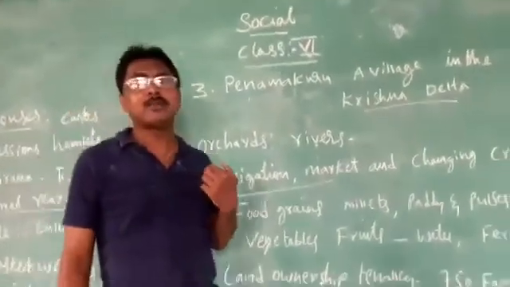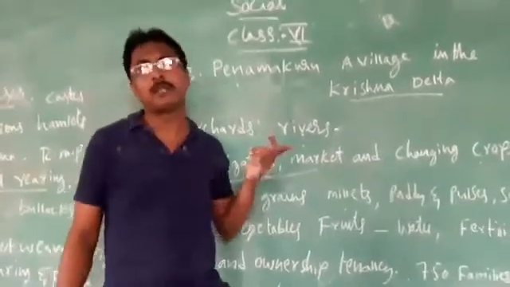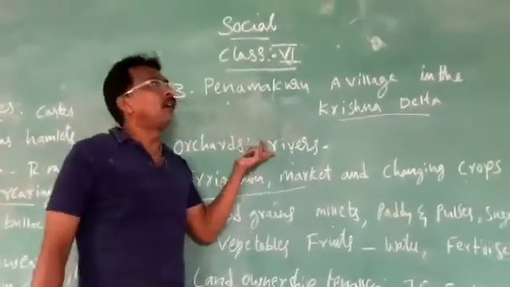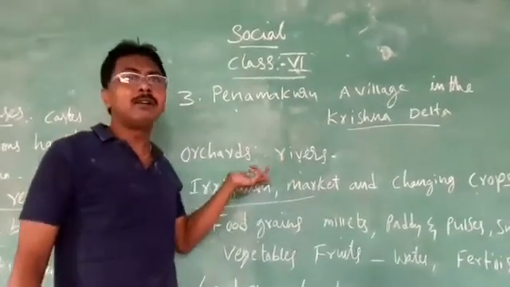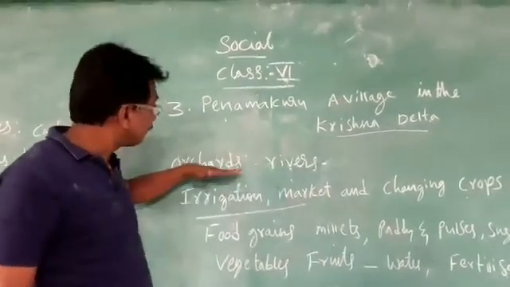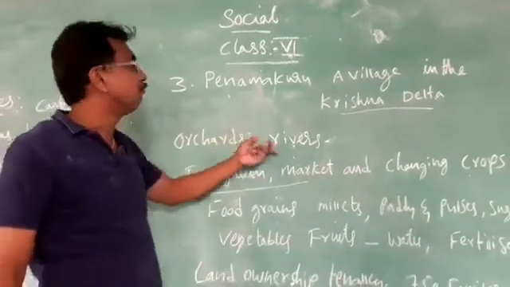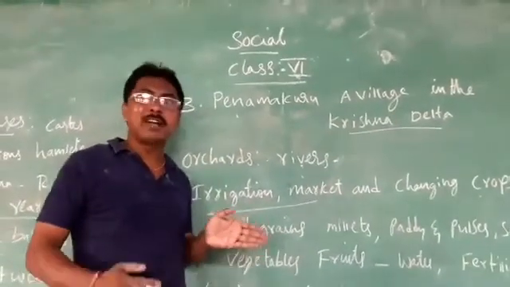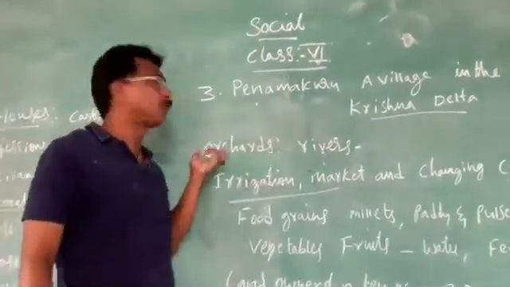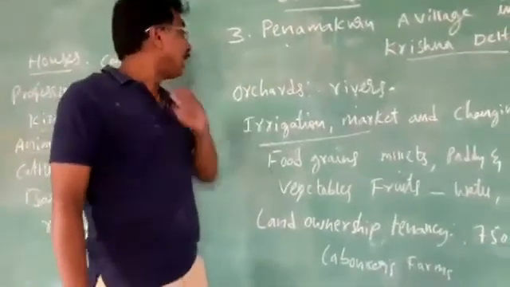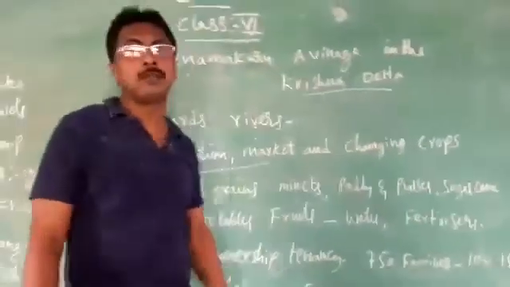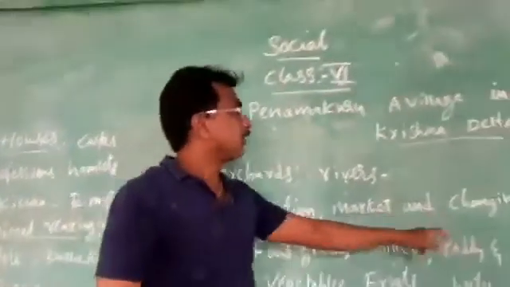Orchards, I told you, means fruits like sapota, banana, and lemon. Different types of fruits are grown. And why are these fruits grown on the banks of the rivers? Because the Bandar canal is there, and on its banks a lot of orchards and fruit gardens are there. Next we are going to discuss irrigation, market and changing the crops.